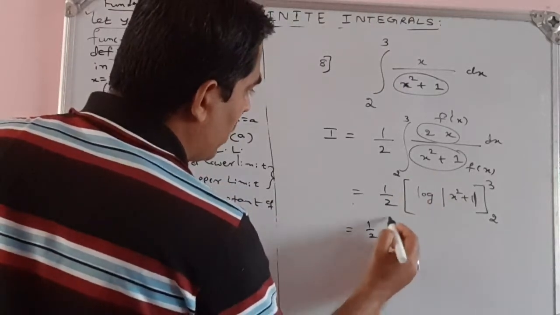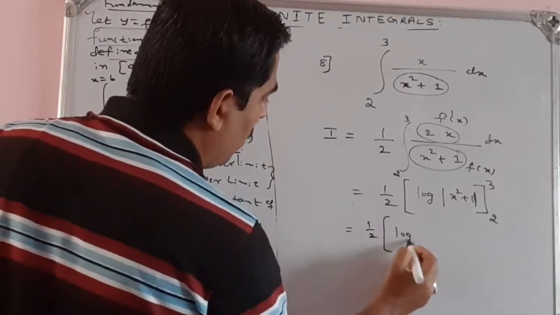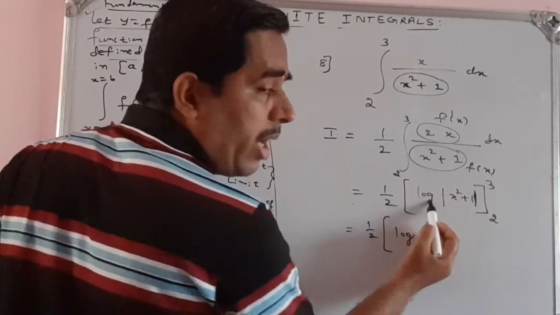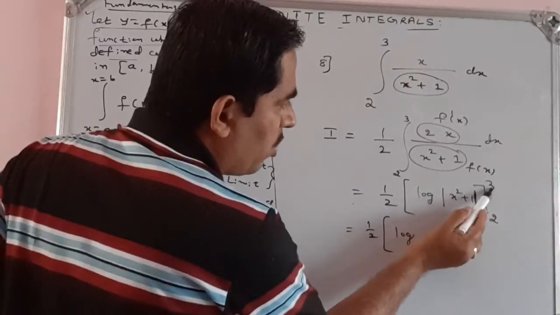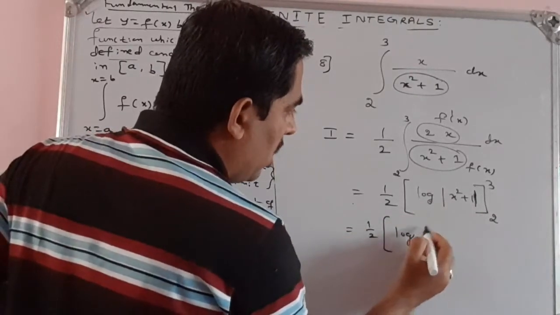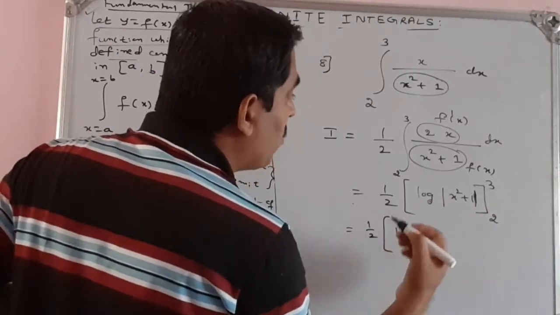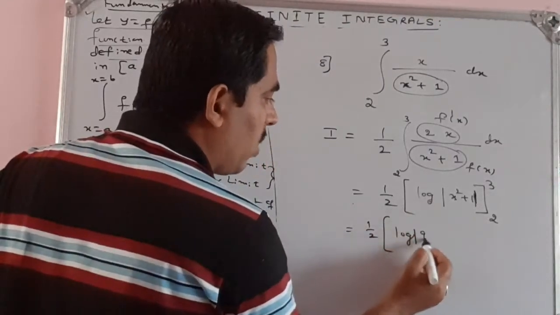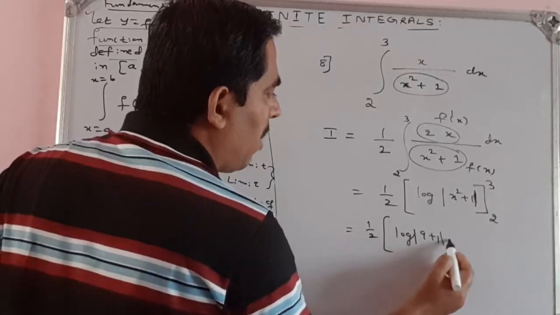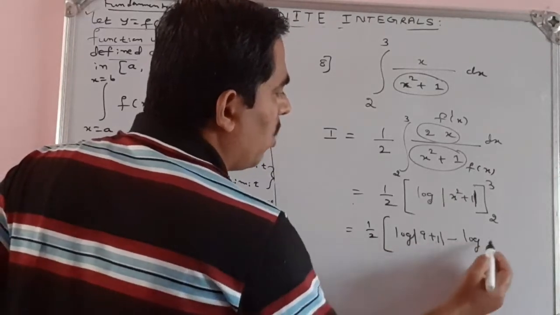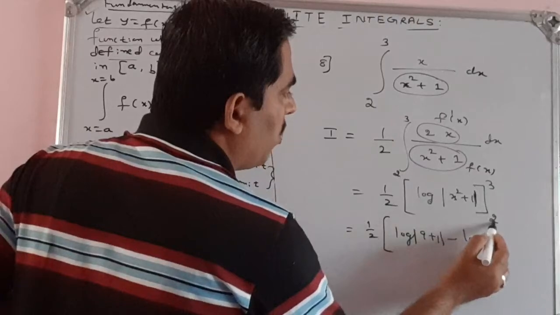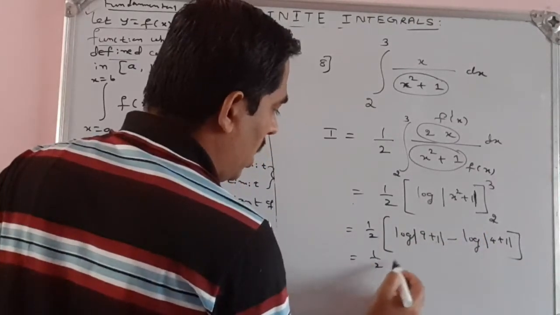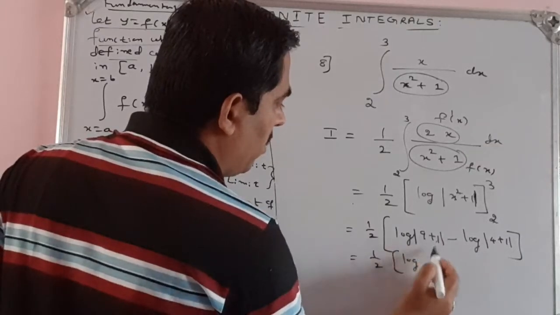So half, I will write half as it is, log of mod. I have written mod because we have a log function. In place of x I have to substitute 3, the upper limit. So 3 square is 9, 9 plus 1. Log of the upper limit minus log of the lower limit, where I have to put 2. 2 square means 4, 4 plus 1. Then half into log of 9 plus 1, which is log 10.